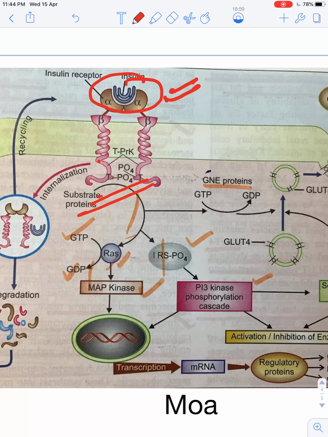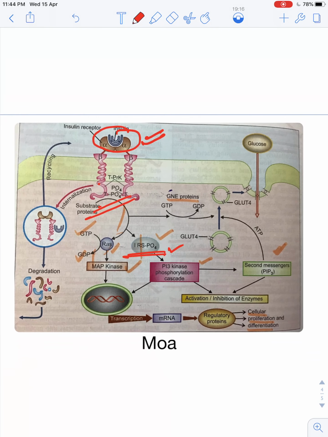After this, what will happen? There will be phosphorylation of the insulin receptor substrate, that is IRS. After this phosphorylation, it can follow either of two pathways. One is the PI3 kinase pathway, phosphoinositol triphosphate pathway, or the MAP kinase pathway. So in the MAP kinase pathway, there will be transcription and translation of different proteins that will lead to cellular proliferation and differentiation.